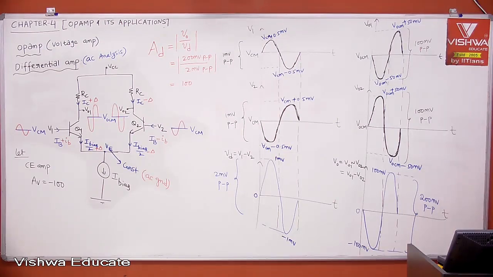In digital, no op amp. In digital, everything is a logic gate: AND gate, OR gate, inverter, NOR gate, exclusive OR gate, etc. But in analog, the fundamental building block is nothing but your amplifier.